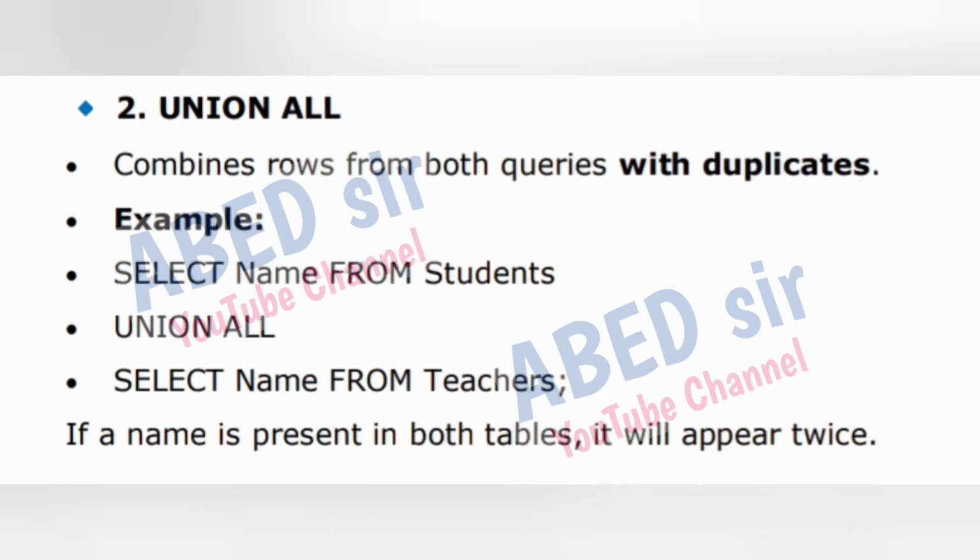2. Union all. Combines rows from both queries with duplicates. Example. Select name from students. Union all. Select name from teachers. If a name is present in both tables, it will appear twice.